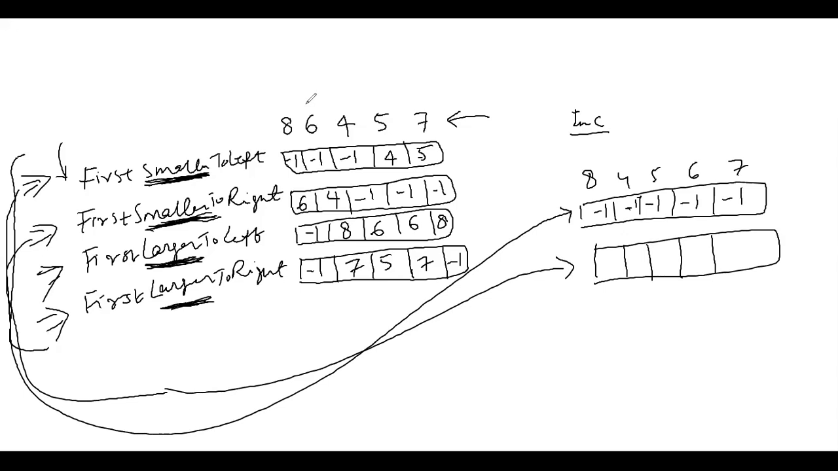Okay, it's 8 6 4 5 7. Actually, let me erase this if I can. Also, let me erase this. 8, 6, 4, 5, 7. And by default, if I'm not filling, let's think this is -1, because otherwise the drawing will not look good.